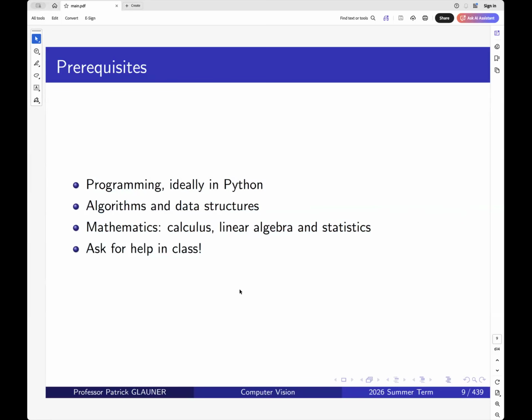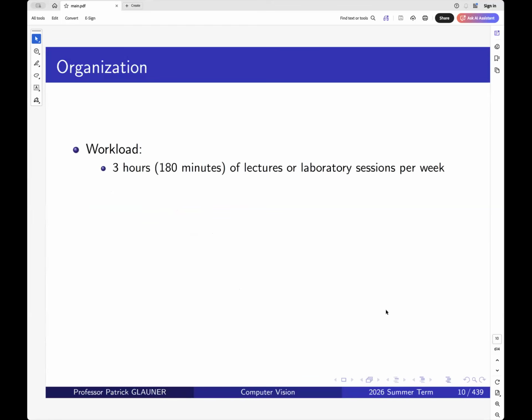If you need any help with these prerequisites, let me know. We can revise them here in class. And there are a couple of concepts we will revise anyway. For example, in a couple of weeks, we will need eigenvalues, eigenvectors for one of the algorithms. So there'll be a short primer or revision about eigenvalues and eigenvectors in case you don't remember them.